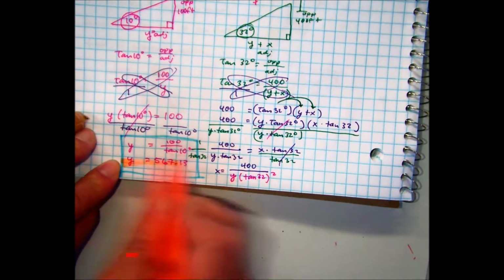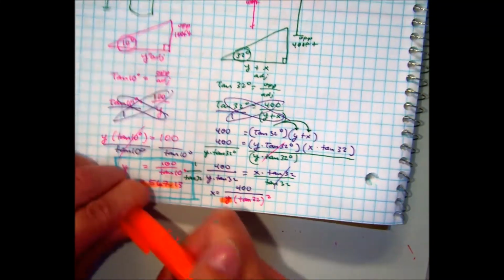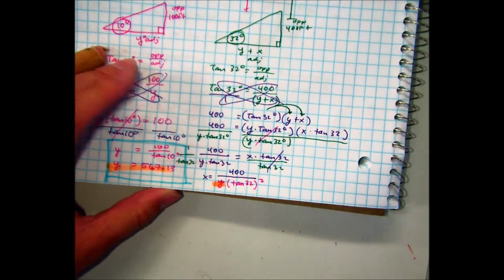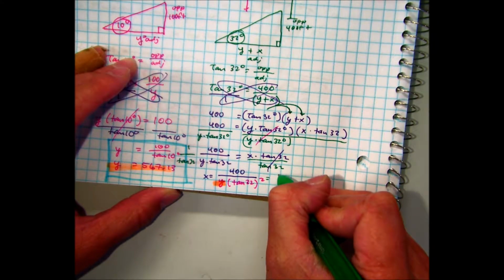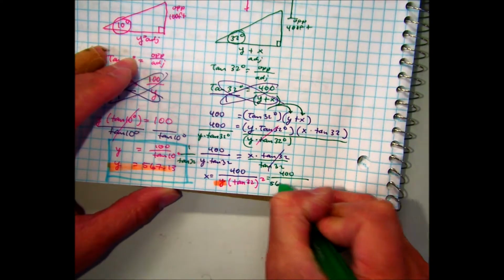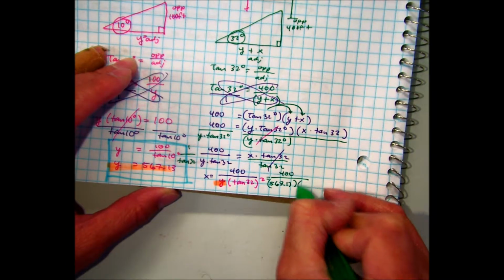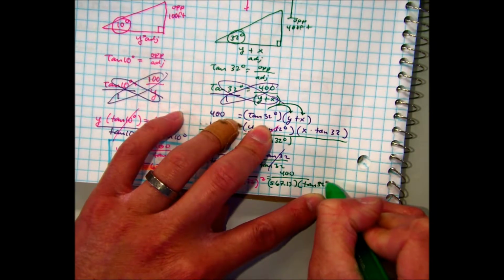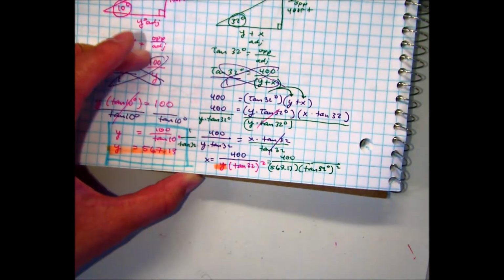So this y variable now I can substitute it back in. So my equation is going to look like this. 400 divided by 567.13 times tangent of 32 degrees squared. Alright, let's take out our calculators.